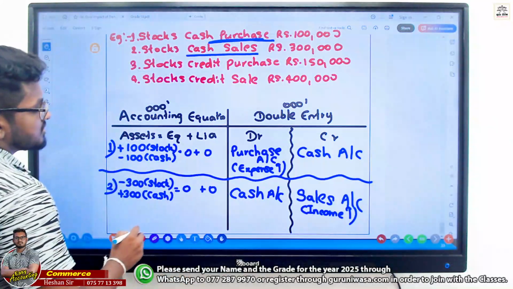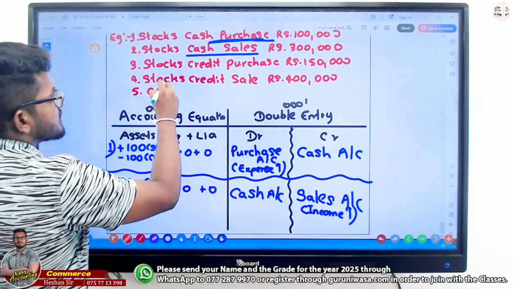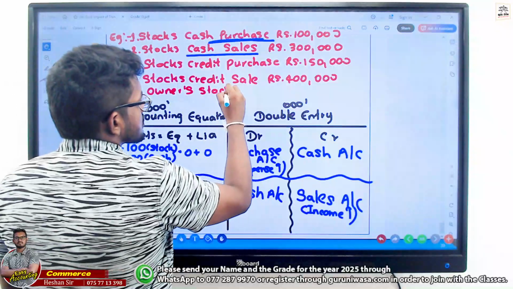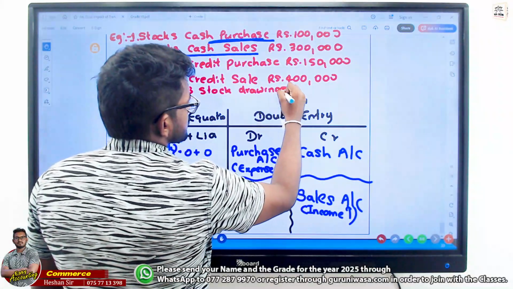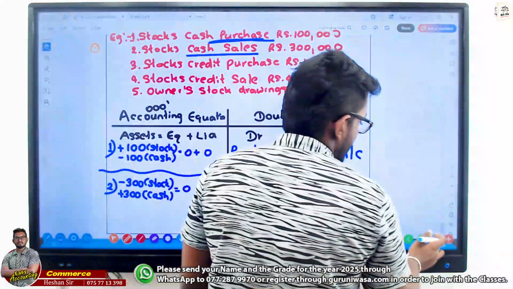Okay. So I'll take another one, number five. Owner's stocks drawings, rupees 3,000. First two done. Don't write.